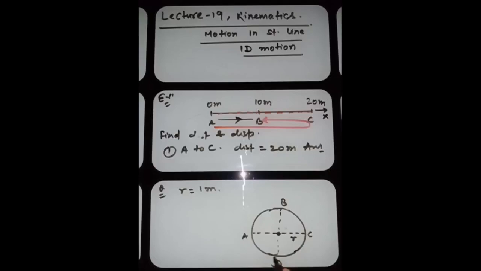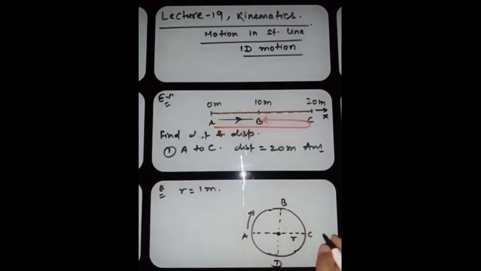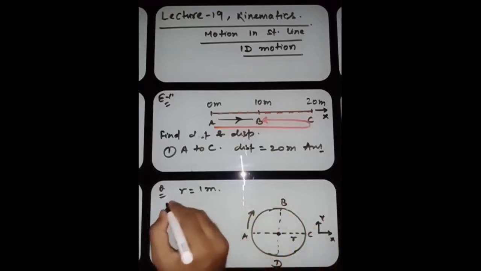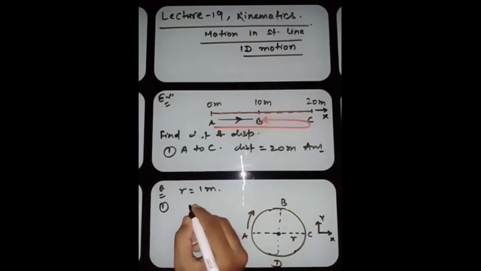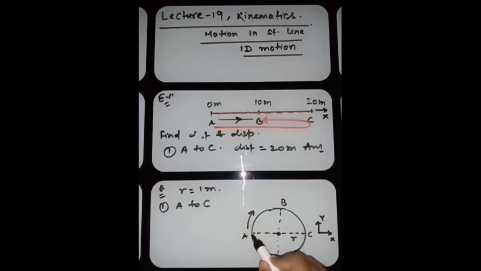Now the question. On this circular track, if Monty is moving in this direction, clockwise, you have to find distance and displacement. Again, you can write here the direction. It is the X axis and Y axis, in plane. The first one, you have to find distance and displacement from A to C. If Monty goes from A to B, then C, find distance and displacement.